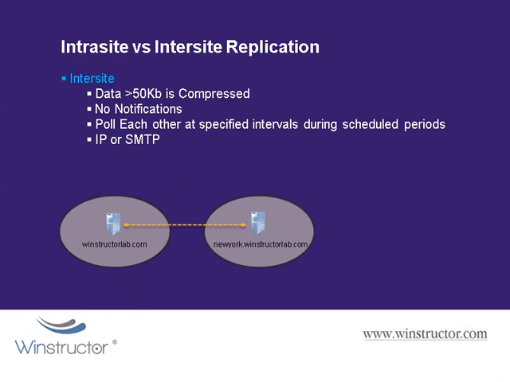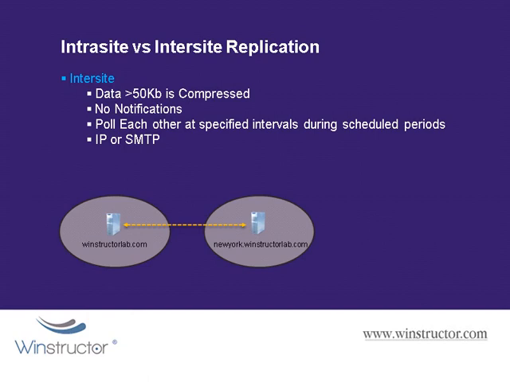Now, inter-site replication between domain controllers, however, only occurs between sites. So here we have 2 sites. We've got head office and New York. Now, when these 2 sites want to replicate data, they'll be performing inter-site replication over a WAN link. To save on WAN bandwidth, replication data that's greater than 50 kilobytes is compressed, and unlike intra-site replication, inter-site replication partners do not notify their partners that a change needs to be replicated.